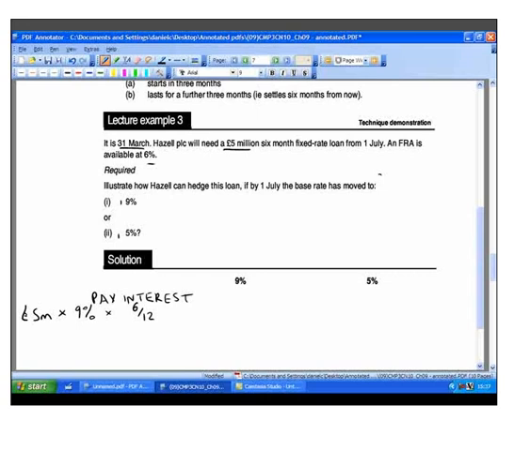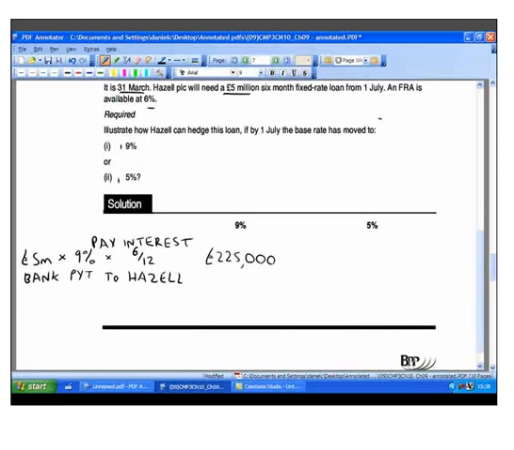But because the interest rate has risen above the rate of the FRA, the bank will make a payment to Hazel. Now, this may or may not be the same bank that they're borrowing from. But the bank is going to pay Hazel the difference between the FRA rate and the base rate. That is going to be 5 million times the difference between 9% and 6% times 6 over 12. So 3% times 5 million times 6 over 12 gives us £75,000. So they're going to pay interest of £225,000 on the loan, but they're going to receive £75,000 from the FRA. So that means the net interest that they're going to pay is going to be £150,000, which is equivalent to 6%. So we'll fix their interest rate at 6%.